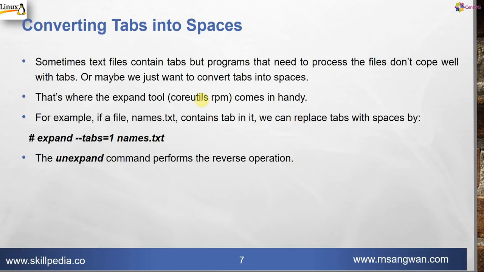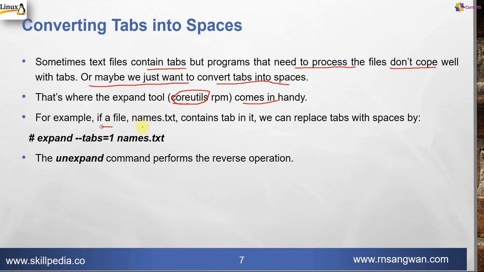Converting tabs into spaces. Sometimes text files contain tabs, but programs that need to process the file don't cope well with the tabs, or maybe we just want to convert tabs into spaces. That's where the expand tool provided by the Core Utils RPM comes in handy.